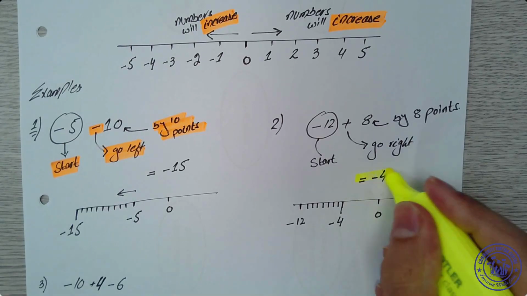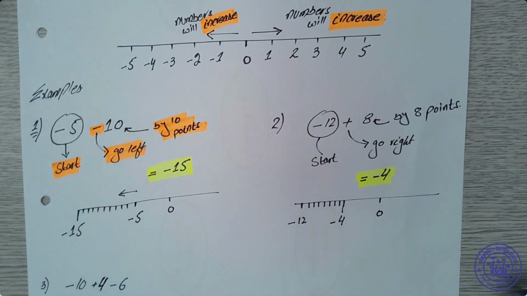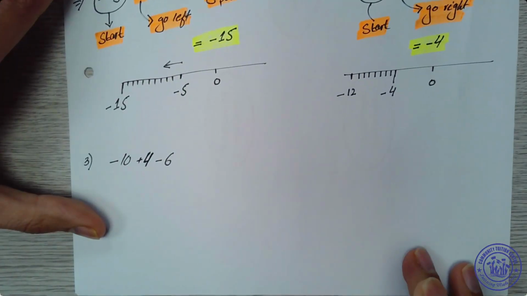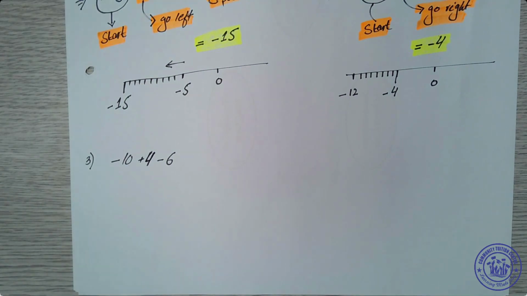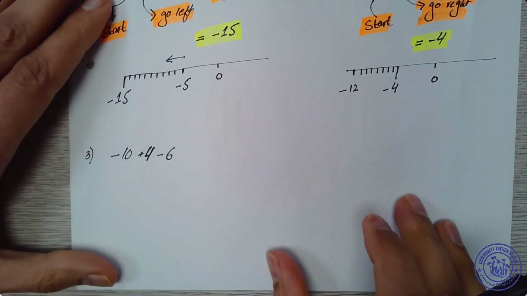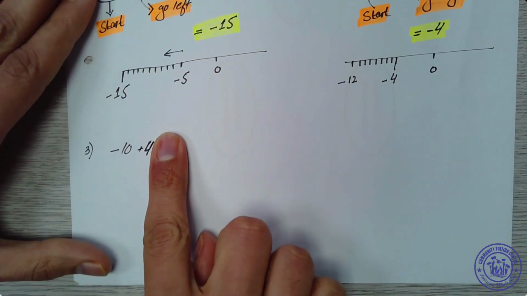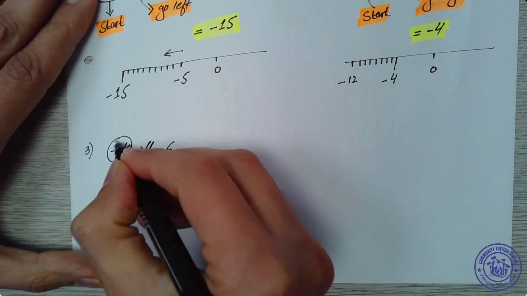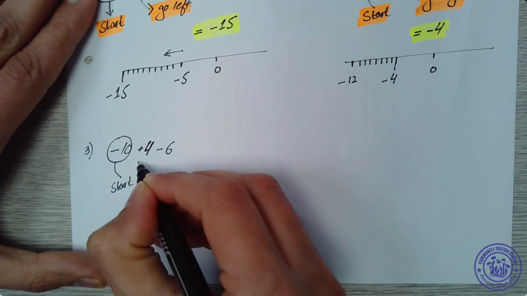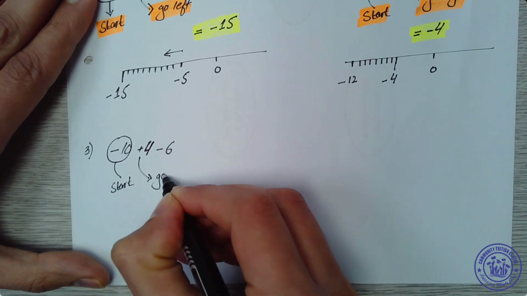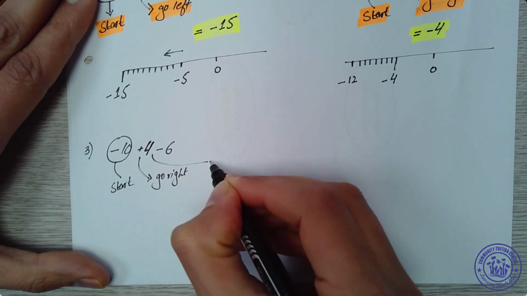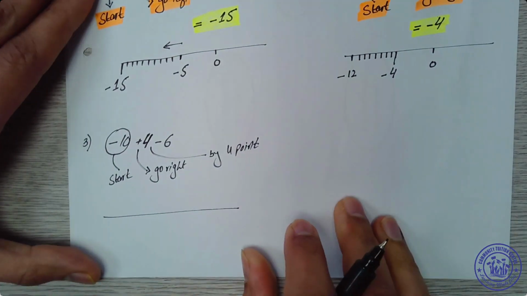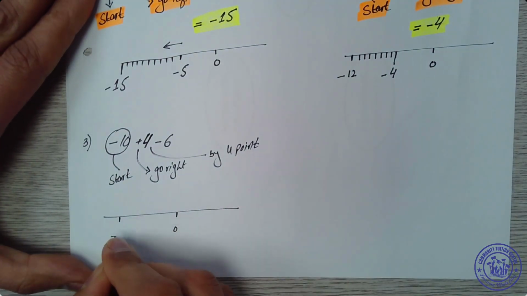We can now do one more example, and this time it will be a little more complicated because it involves 3 numbers rather than 2. I'll do the same thing. I will not worry about this minus 6. I'll only consider these two at one time, and I'm going to say this is my start. This means I need to go right, and this means by 4 points, right? So I'll say again, here's my number line. Here is the 0 mark, minus 10 is somewhere here.